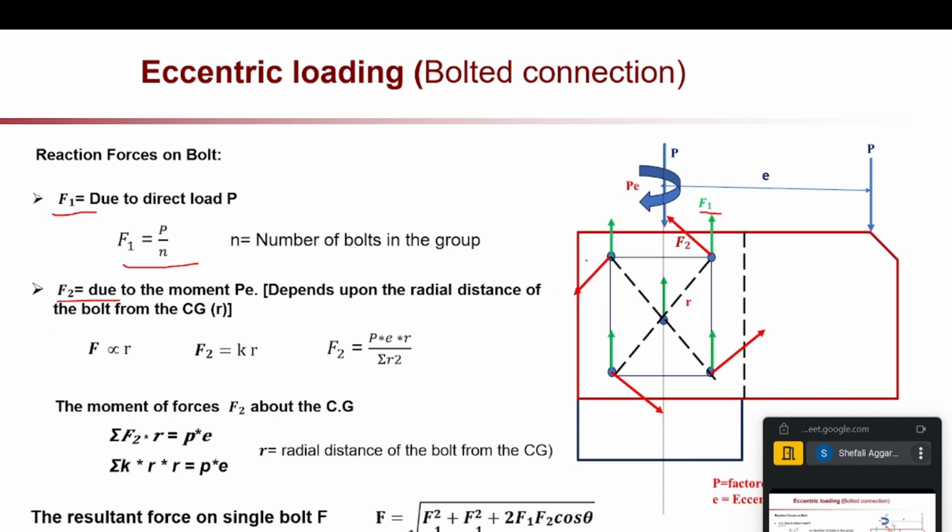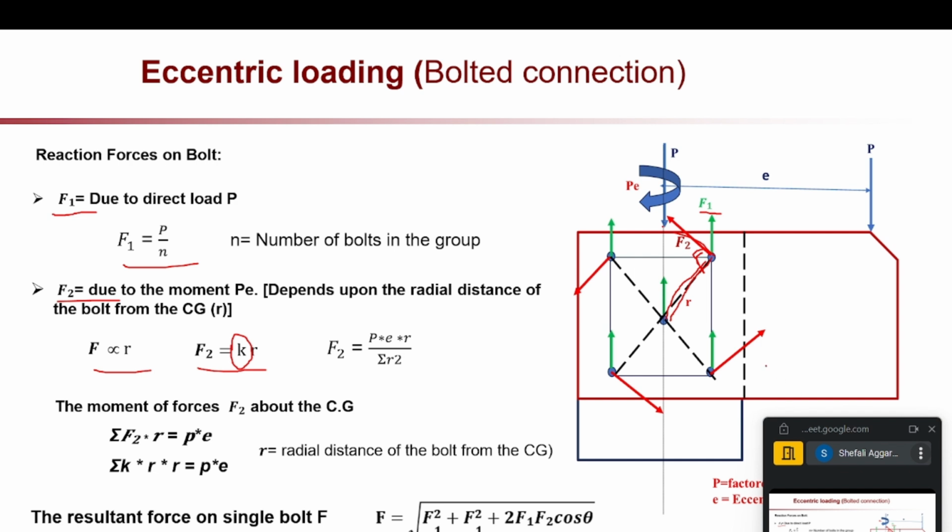Second is F2. F2 is due to moment, which is created by PE. This force due to moment will be proportional to our radial distance R, right? This F2 is proportional to radial distance R. It is normally at 90 degrees to our radial distance R. So F2 is equal to some constant K times R.